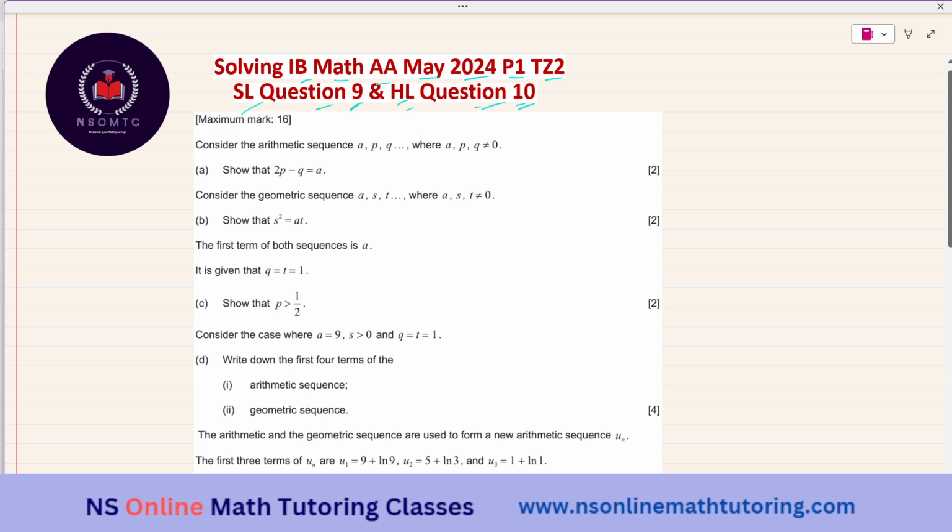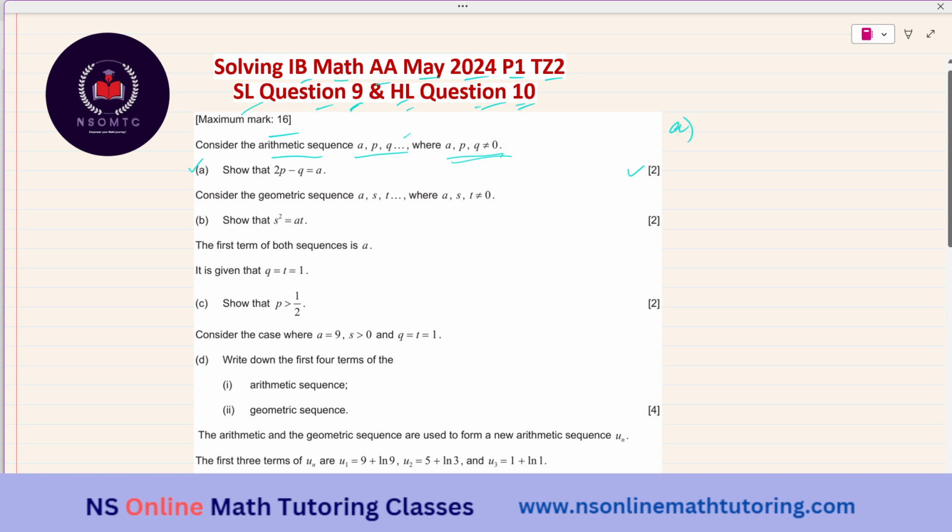So without any further delay, let us start answering this question. The maximum mark is 16. It says consider the arithmetic sequence A, P, Q. These are the first three elements, and it is an infinite series where A, P, Q are not equal to 0. Part A's question is show that 2P minus Q is equal to A. It is containing just 2 marks.